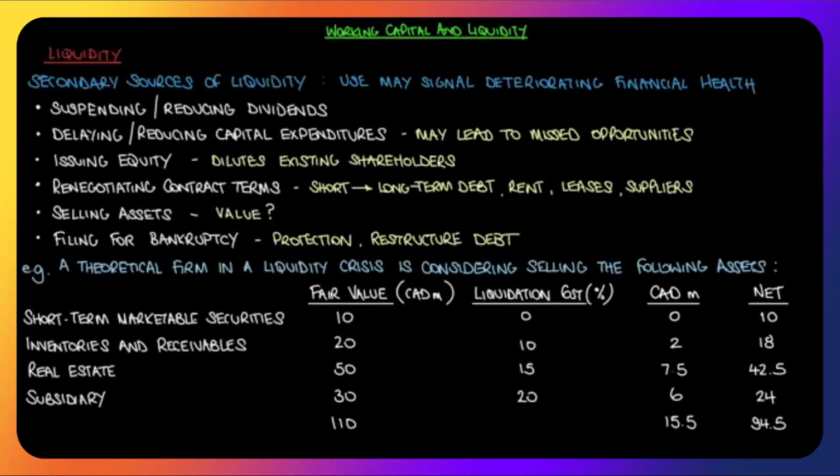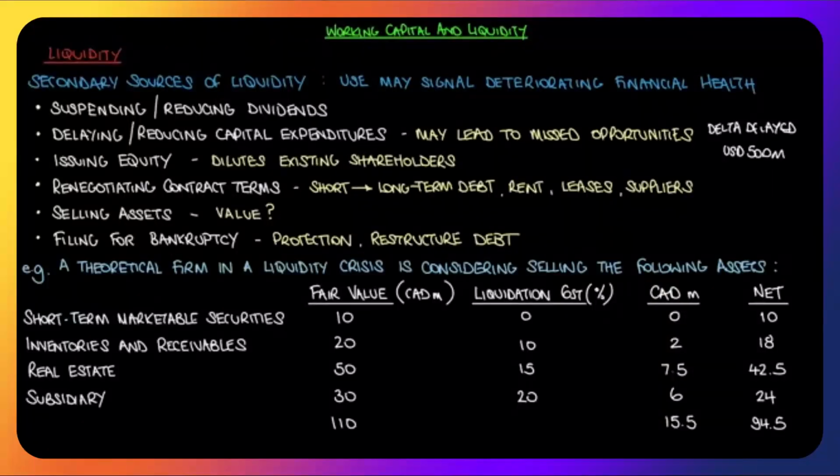Curriculum gives a good example here of the airline industry. During COVID, obviously big problems for the airline industry. Had to turn to secondary sources of liquidity. The example I give here is Delta Airlines. Delta delayed their CapEx program. They had planned to spend $500 million USD upgrading their fleet, deferred it till post-COVID.